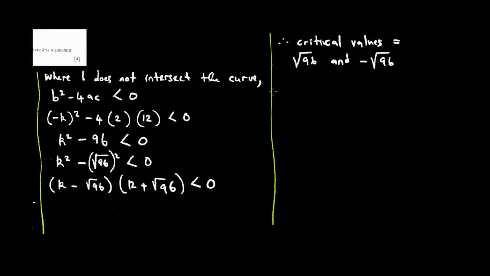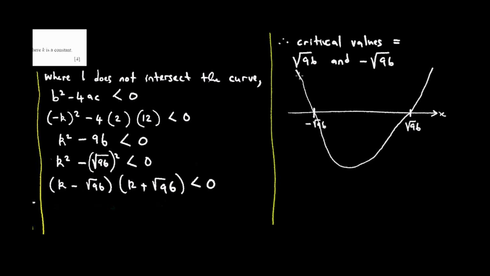So when we want to put down our graph, we put an x-axis, with our critical points minus root 96 and root 96, then it's a minimum turning point, so it's going to be like this. This is what we have. Like that. Then we see here that our discriminant is less than 0. So less than 0 means below the x-axis.